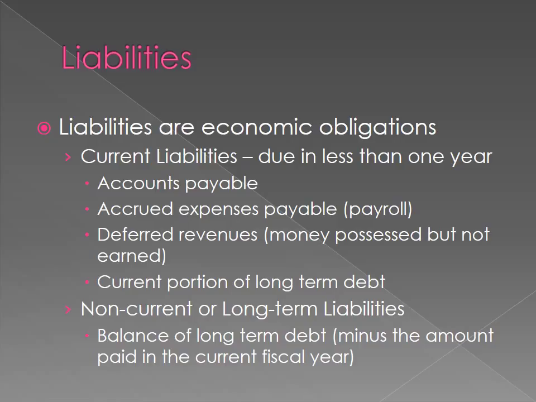Then on the right side of the balance sheet, we have liabilities. Liabilities are economic obligations. Current liabilities are all the obligations due in less than a year. Things like accounts payable, accrued expenses, like payroll that we talked about before. Deferred revenues, money possessed but not earned. Current portion of long-term debt.